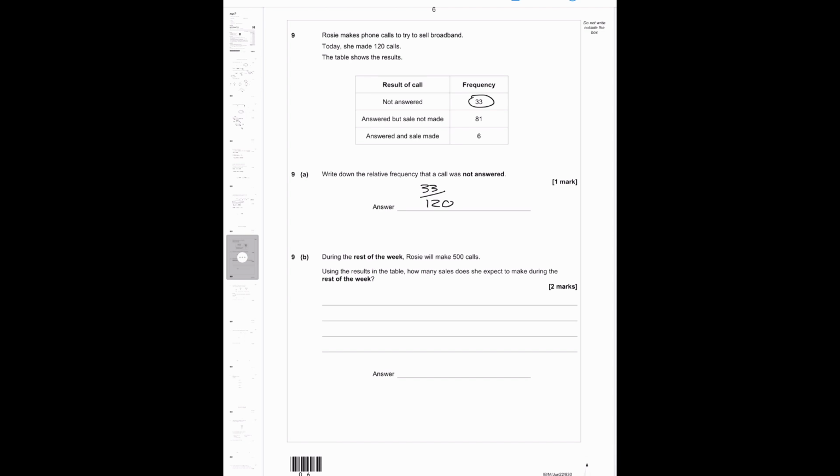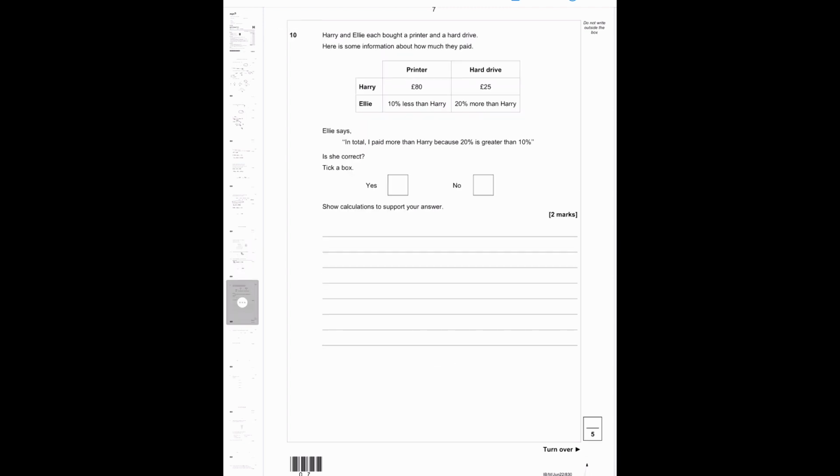The next part of the question says that during the rest of the week Rosie makes 500 calls. Using the results in the table, how many sales does she expect to get during the rest of the week? Again, write this as a fraction, so 6 out of 120. And we know she makes 500 calls, so let's times those two numbers together. When we do that we get 25.